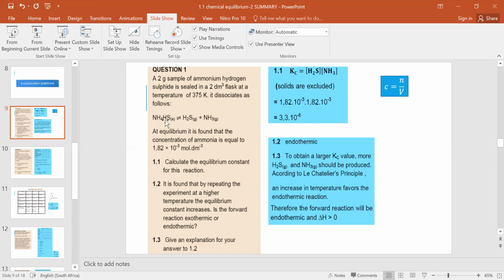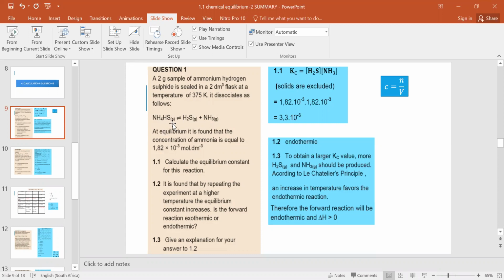Do I need to know the concentration of NH4HS? No, it is solid. So what is the first question? Calculate the equilibrium constant for this reaction. How can I write the Kc formula for this equation? Very easy. So concentration of products, as you can see, H2S. What is the coefficient in front of it? 1. Concentration of product. What is the coefficient in front of it? 1. Okay, divided by. What is the concentration of reactant? Can I write down NH4HS in the formula?